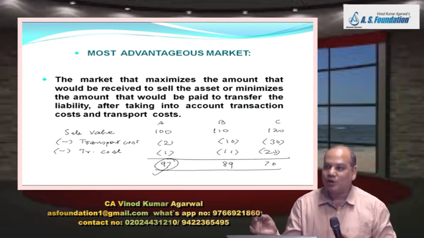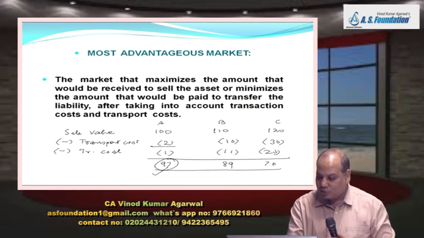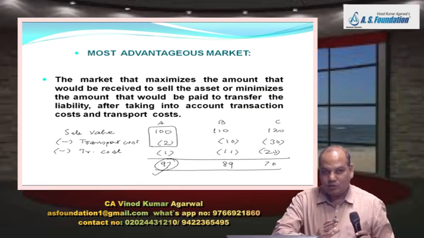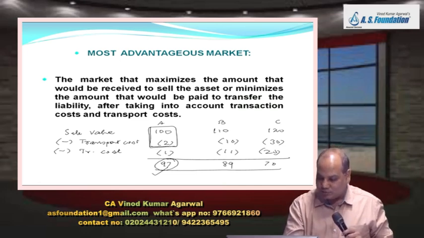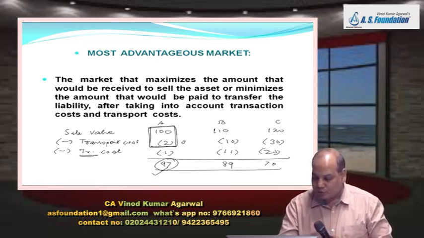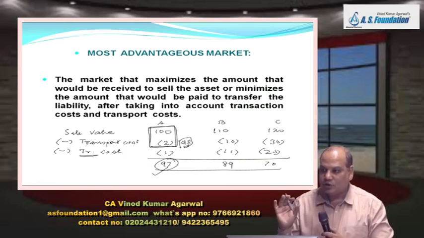First, identify the most advantageous market. But the answer, fair value, is not 97. Now there is a catch here. Your fair value will only take into consideration sale value and transportation cost. Sale value and transportation cost. Because in order to take the asset to a respective market, transportation cost will be taken into consideration. But the standard says you will not consider the transaction cost in determination of fair value. So now my fair value for valuation purpose will be 98 rupees. Okay. This formula you will use for identifying the most advantageous market.